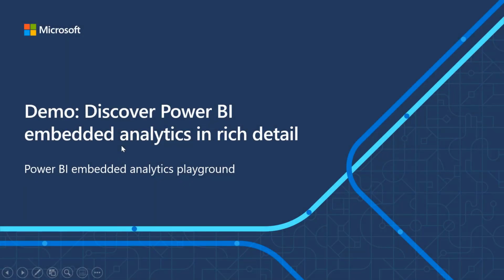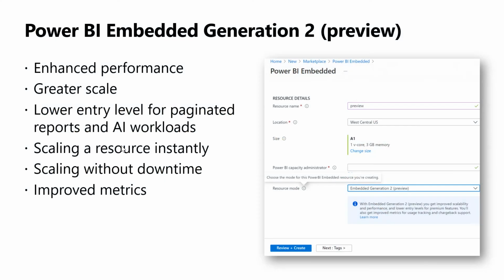So now let's talk about a few more updates. We've just released the Power BI Embedded Generation 2 preview. The Power BI Embedded Generation 2 preview is the same as the Power BI Premium Generation 2. It gives you enhanced performance, so you will have better performance on any capacity size, and the operations will perform at top speed. You will have greater scale, so there are no limits on refresh concurrency and fewer memory restrictions.